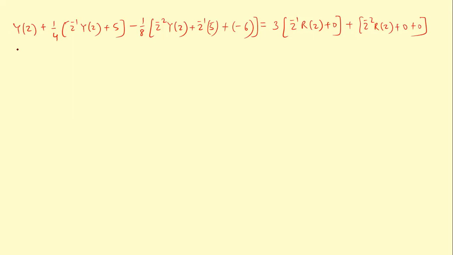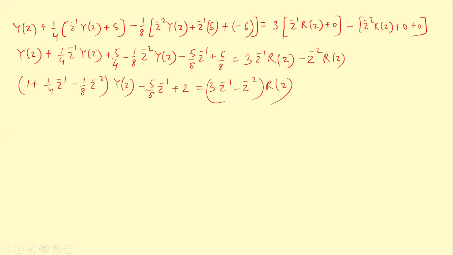So we can further simplify this one. Yz plus we have 1 by 4 z inverse yz plus 5 by 4 minus 1 by 8 z inverse square yz. So on simplifying the equation, we have got these equations, right? So in this equation, we have taken yz as common. Now 6 by 8 plus 5 by 4 is 2, right? And then this equation has come here, and we have simplified these equations, right?